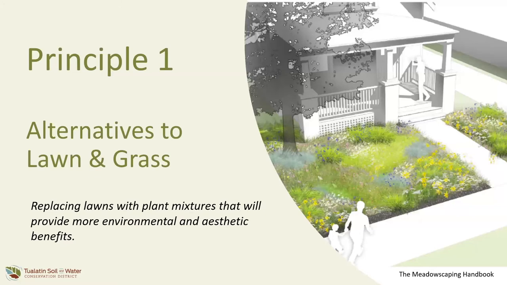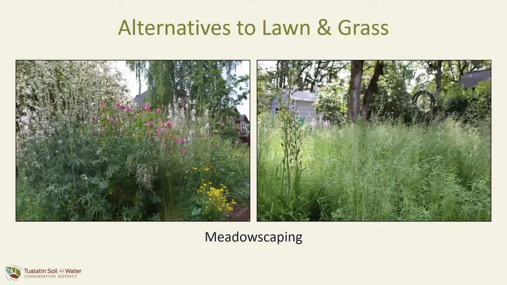So you're probably wondering what you can put in place of lawn. We're going to look at a couple examples. The first example is a practice called meadowscaping. And it involves planting a mixture of native bunch grasses and wildflowers to mimic a natural meadow habitat. It provides incredible habitat for pollinators. And as you can see, this is a much different aesthetic from a lawn. So for some people, this may be too wild looking. They might not be ready to make the jump from a manicured lawn to a meadow, but it does provide an awful lot to look at.